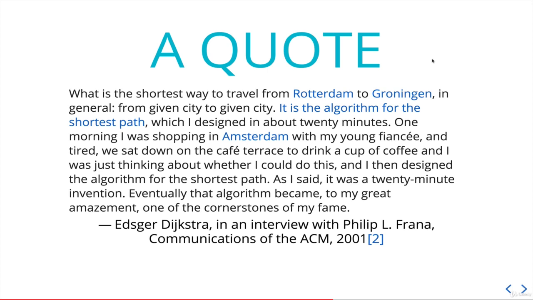So he came up with this travel problem of finding the shortest path along the massive train network in the Netherlands, figuring out the fastest or the shortest way. This is his quote: What is the shortest way to travel from Rotterdam to Groningen? I'm not Dutch, sorry about that. From any given city to given city. It's the algorithm for the shortest path. And then here's his little humble brag: which I designed in about 20 minutes.